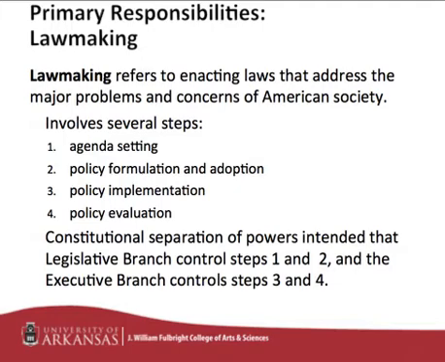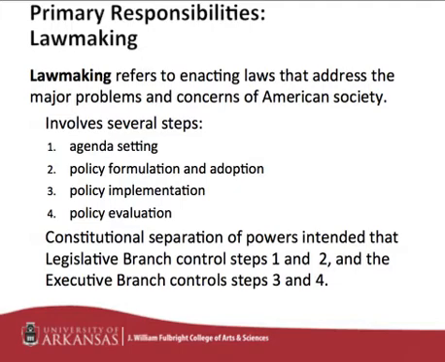Now, there are several steps that go on within this. First of all, we've got agenda setting. And this is where decisions are made as to what to make a decision about. And then once you make a decision, you have to go to the second stage, which is policy formulation and adoption. It's not just enough to say we need to pass this law, but you also have to think about how do you formulate it? How do you carry it out?